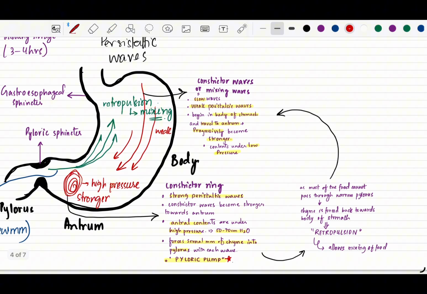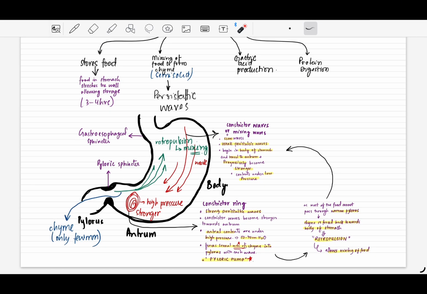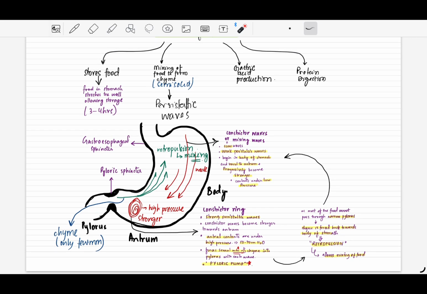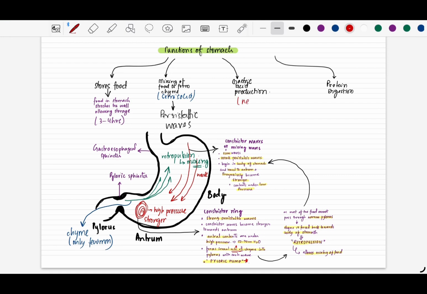As most of the food is not going to pass through the narrow pylorus and only a few millimeters of chyme passes through, the chyme is forced back towards the body of the stomach. As we saw here, the green arrow is representing retropulsion. This is known as retropulsion, which allows the mixing of the food, right? So it's going to go back to the body, allowing the mixing. So this is all we need to know about the mixing of the food to form chyme. Next up, we have gastric acid production, which I'm going to discuss on the next page. Let's first talk about the protein digestion.